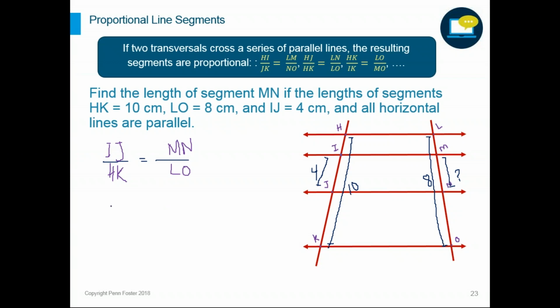Fill in the blanks again. IJ is 4 divided by 10 for HK equals MN, the missing value. LO is given as 8. Solve the proportion, cross multiply, and then divide. MN equals 4 times 8, and then divide over 10. And that will give you that the segment MN is 3.2 centimeters.